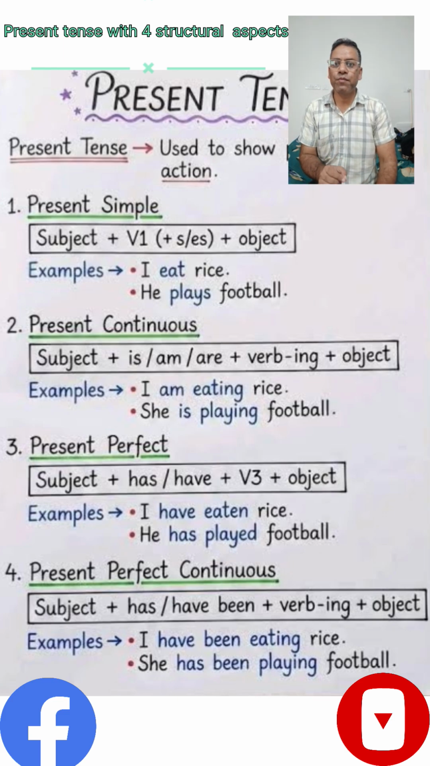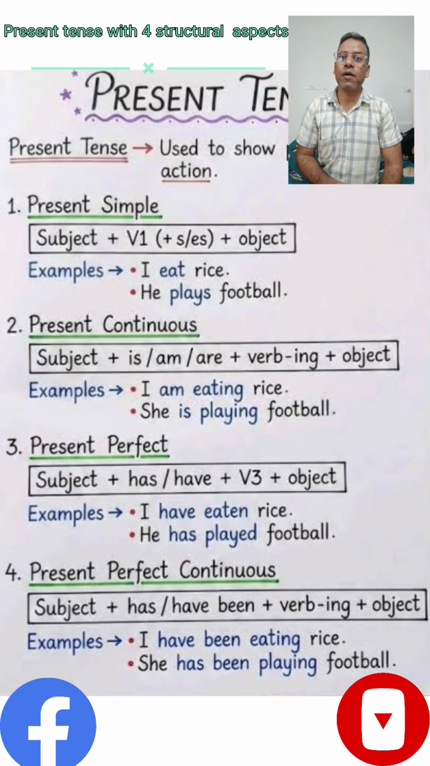For the structure of this aspect of present tense, we have the subject plus the be form. The be form in the present tense is is, am, are. These are the three categories of be form in the present tense. Then we have the verb plus ing, which technically we call the present participle form of the verb.